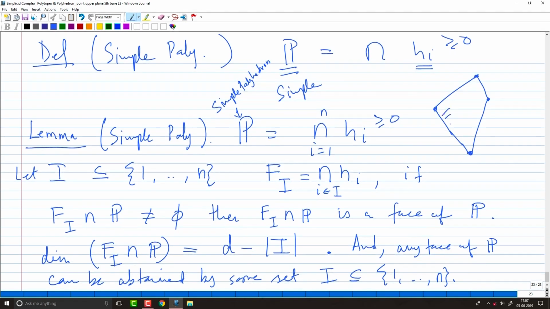So the half planes were this and this, and I have got this polytope, this whole thing. The directions were like this, interior. This is H1, this is H2. H1 intersection H2 intersection P is this point.